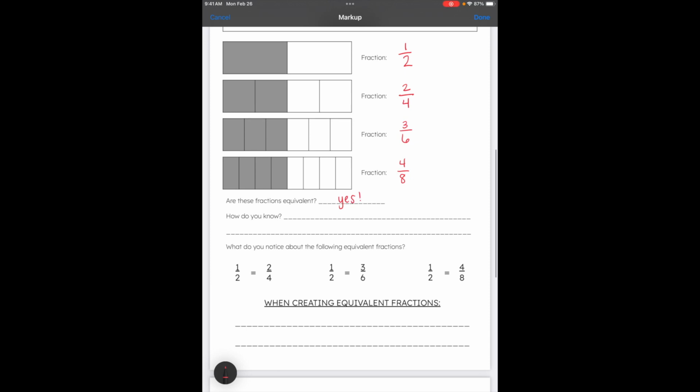How do we know though? How do we know that 1/2, 2/4, 3/6, and 4/8 are all equivalent, meaning they have the same value? Just based off of the picture, the exact same amount of the tape diagram is filled in, so we can answer that in the question.